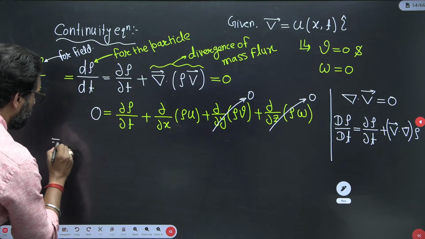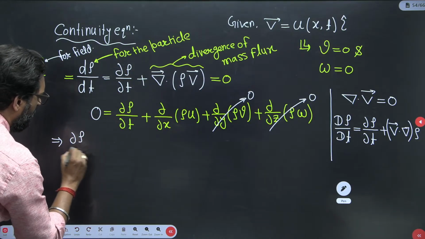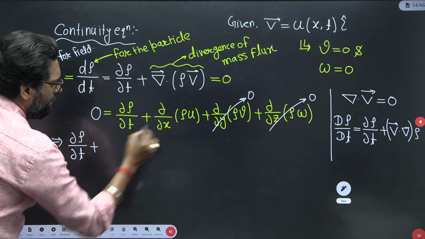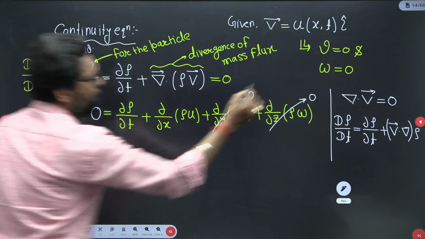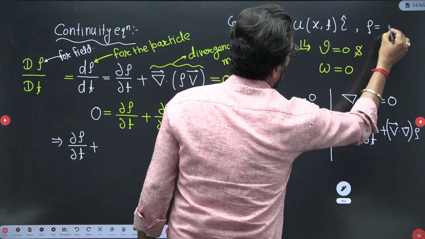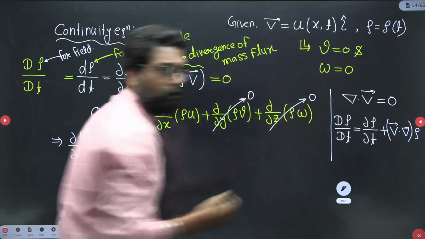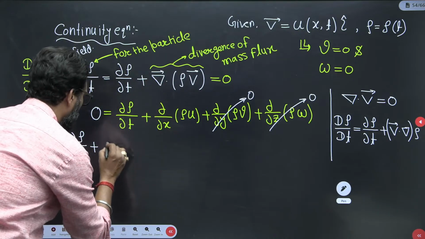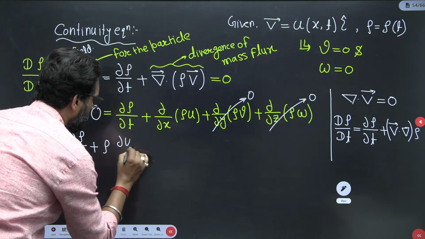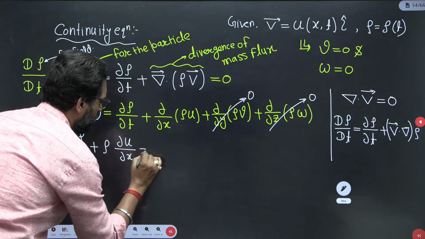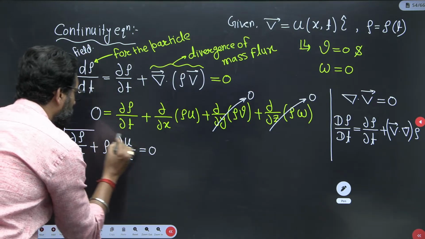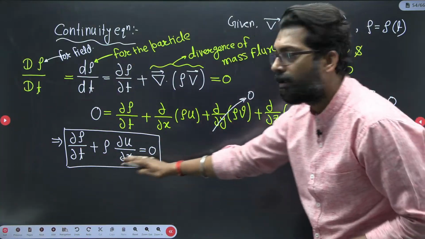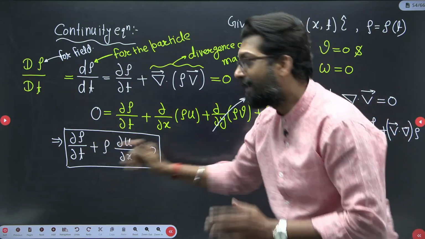Now what is the equation then? Dou rho by dou t plus, density is the only function of time, it is in the expression. So density you have to take outside, because it does not depend upon x. So rho dou u by dou x is equal to 0. This is the continuity equation for the given condition.